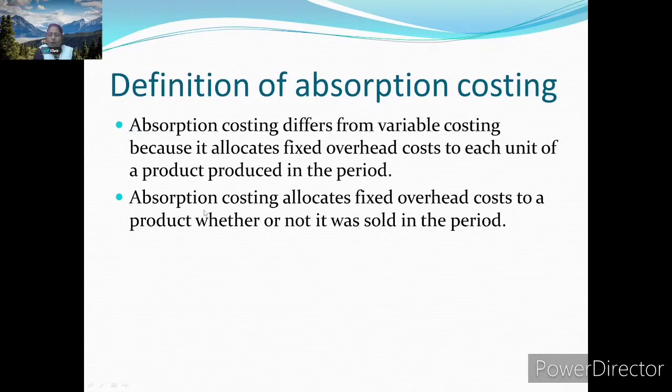It's very important. We have to remember that absorption costing allocates the fixed overhead costs to a product, whether or not it was sold. Whether it is sold or not is immaterial, but it will be fixed. This is the main difference between marginal costing and absorption costing. Whether or not it was sold in the period, the fixed overhead cost will be fixed to a product. This is the definition of absorption costing.